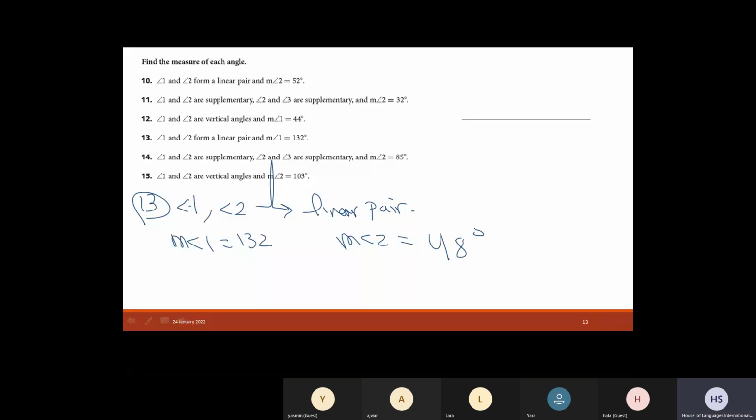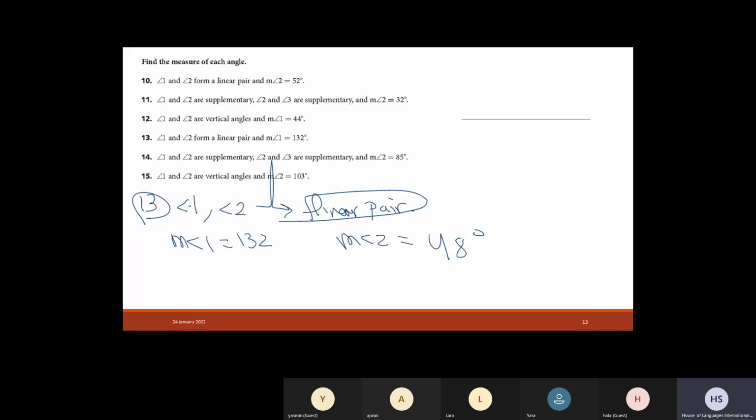You know why? Because they are linear, so their summation is what? 180. Let's stop, by the way, it's finished. Now you have a break.